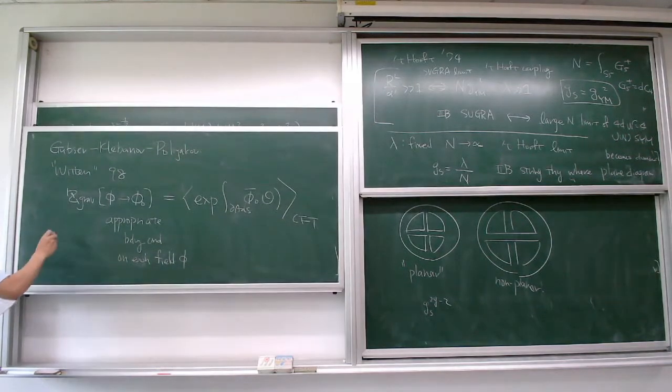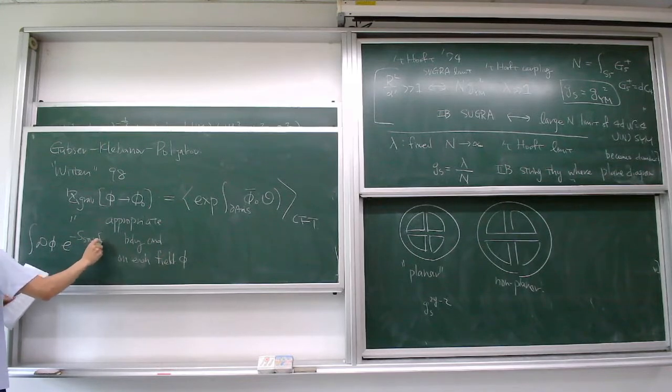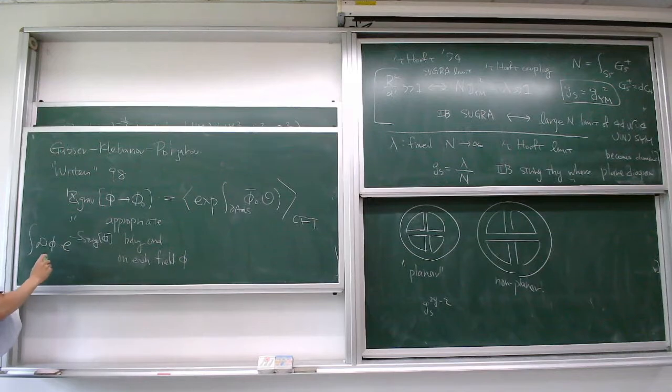So this can be understood as a path integral over all the fields, D phi. Phi can include the metric, gauge field, scalar field, and so on. Everything in string theory, all the fields, even all the higher excited modes, with e to the minus S, the gravitational and string action, with the boundary condition imposed at the boundary.